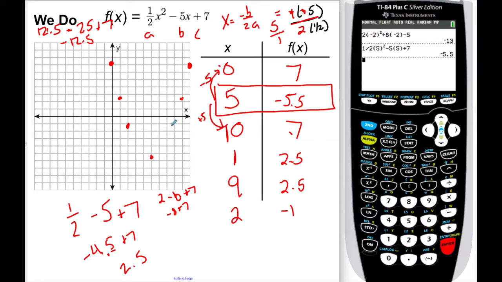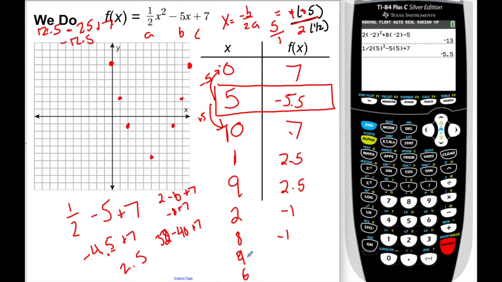So what other one's going to have the same y value? Well, it's going to be 8. 8 squared is 64, half of that is 32. Sorry, I would have 32 minus 40, negative 8 plus 7, also negative 1. Okay? Now, can I get closer? Of course. I can even go as close as 4 and 6. Those will be the same.